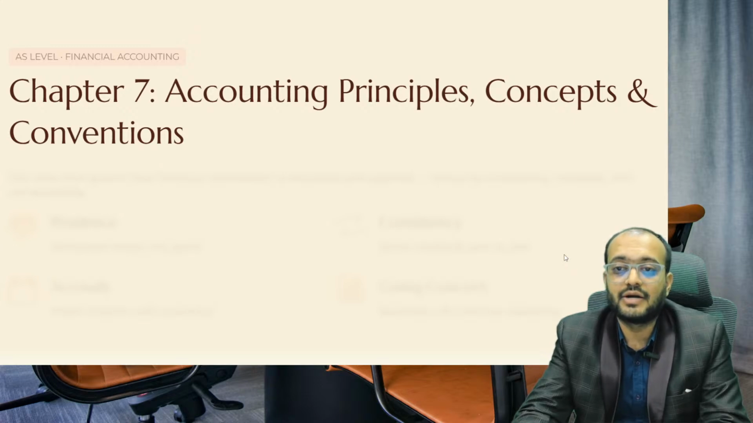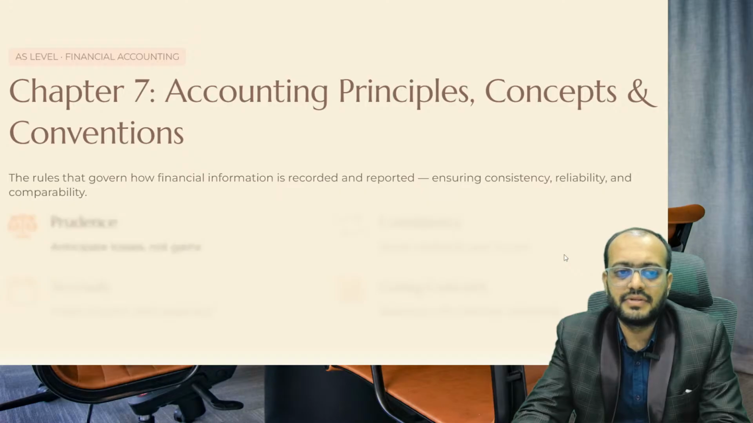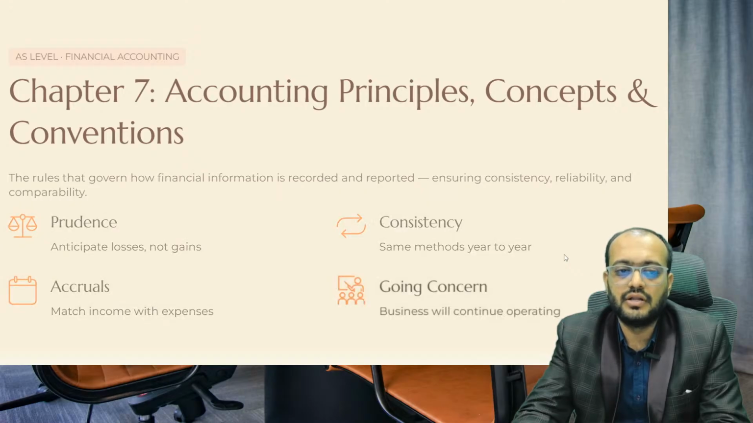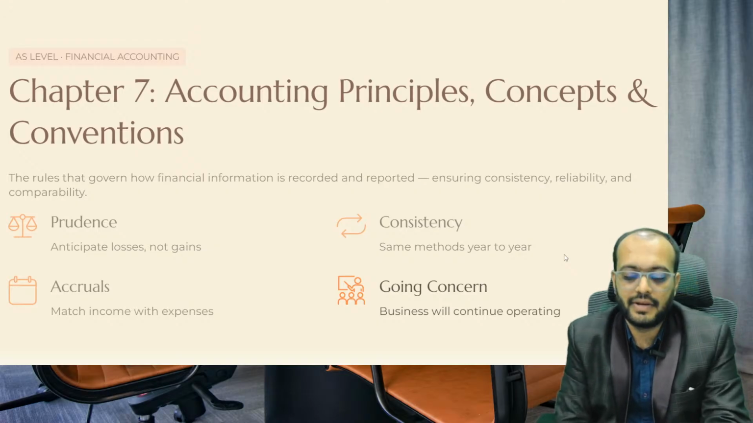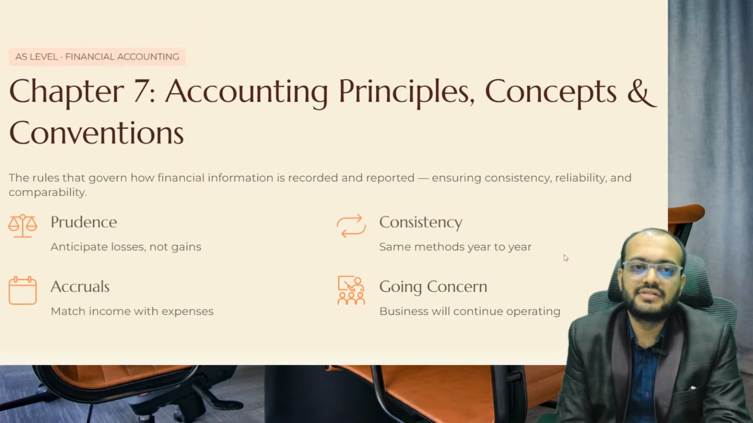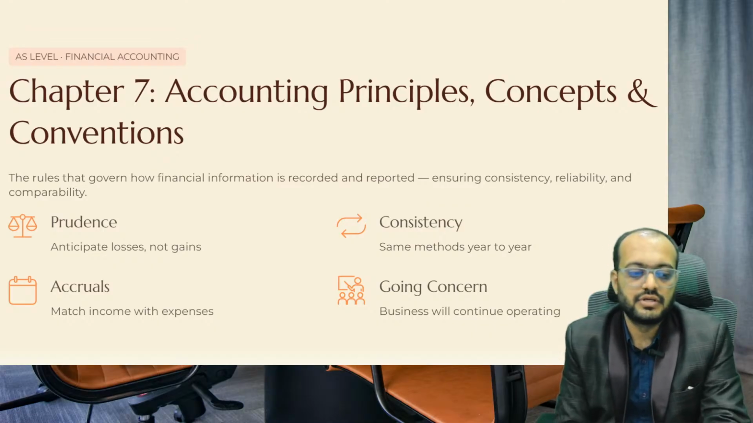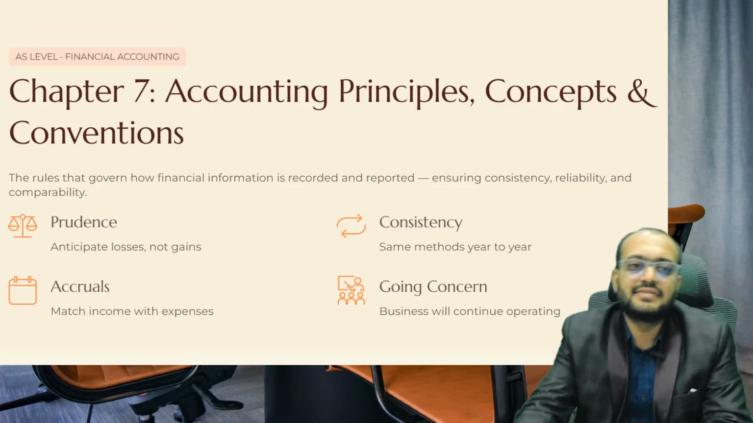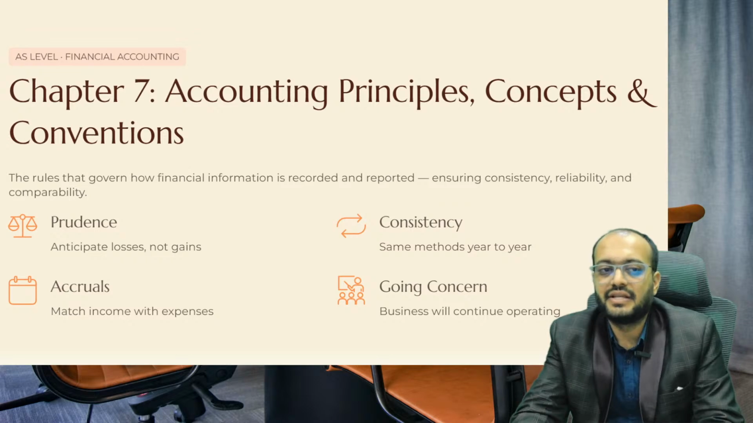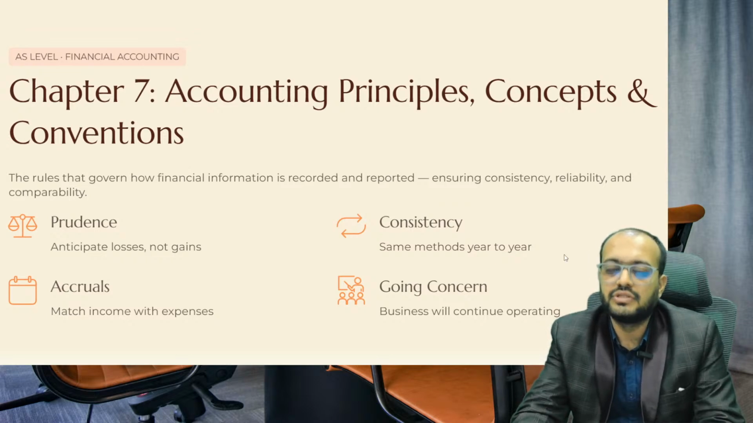Then come to chapter number 7. The name of the topic is accounting principles, concepts and conventions. As the name itself suggests, the purpose here is to learn multiple accounting principles and concepts that we have to apply throughout the accounting. Okay, this is not the end of your career. After AS and A level, you are going to do something like professional courses or graduation, masters, something in accounting. So wherever you go, these concepts are applicable for you. So this topic is designed basically to give you the basic understanding about accounting.